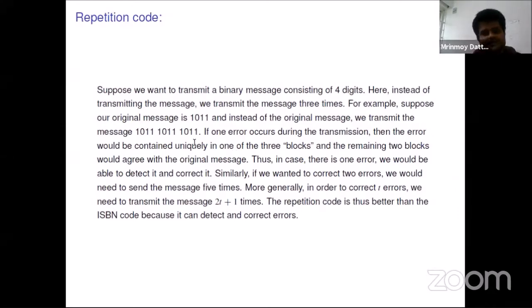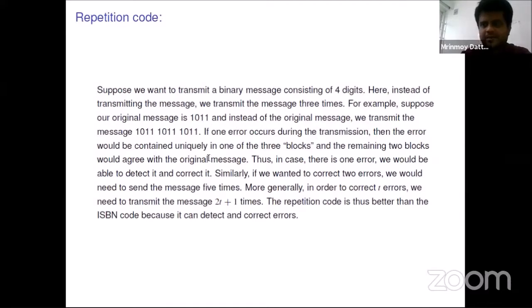So instead of sending this message 1011, let me send the message 3 times: 1011, 1011, and 1011. Now I have given 2 spaces between these blocks, so to speak. So now, if you have received this message from me, 1011, 1011, 1011, and there is one error, then the error could be uniquely contained in exactly one of these blocks. So then you could actually detect it. And the other 2 blocks remain unchanged.